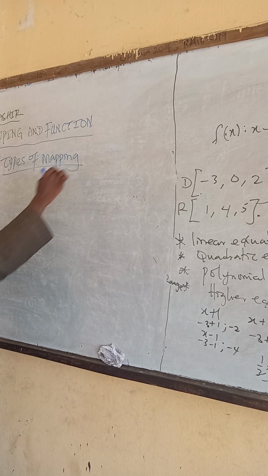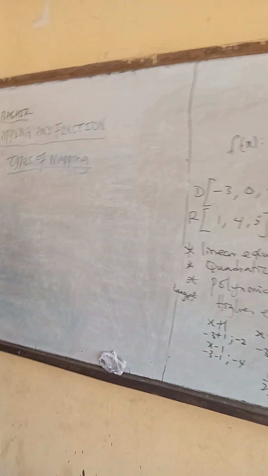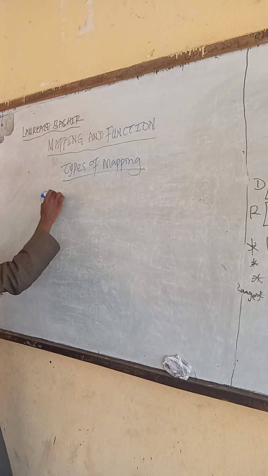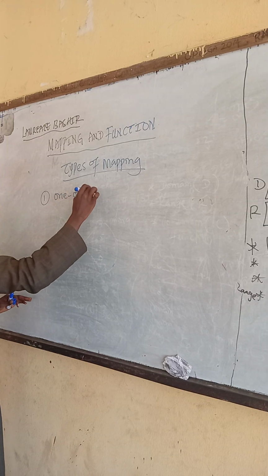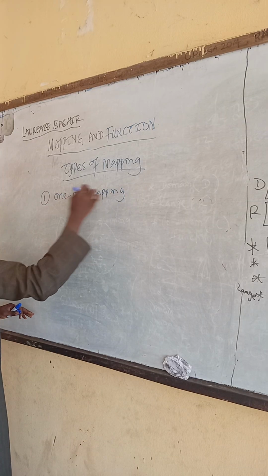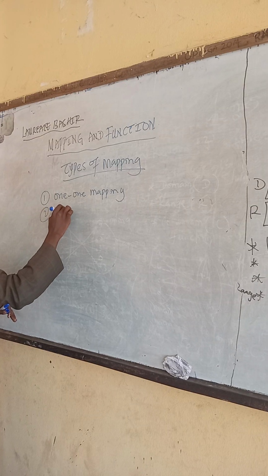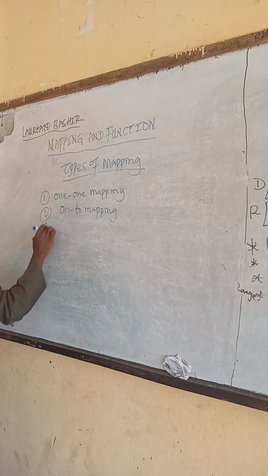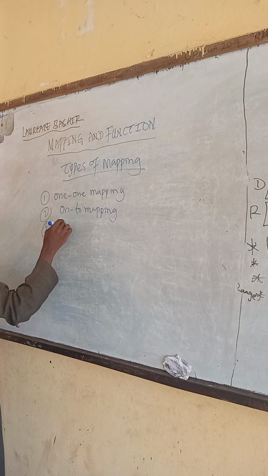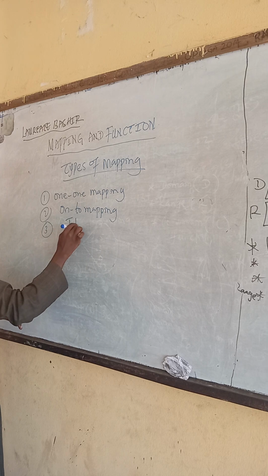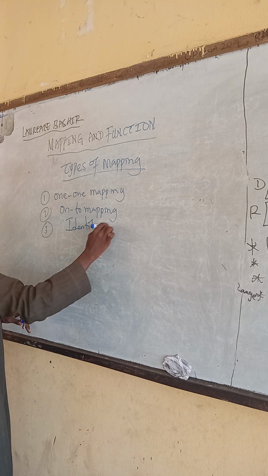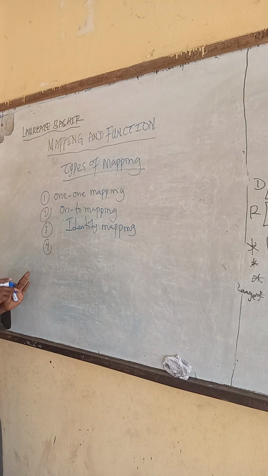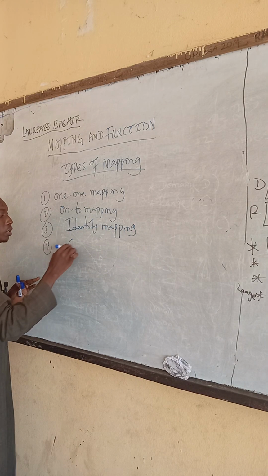Types of mapping. So we have four basic types of mapping. The first one we have one-to-one mapping. The second one we have onto mapping. The third one we have identity mapping. And the last one, which is part of the four basic types of mapping that we have, we also have constant mapping.